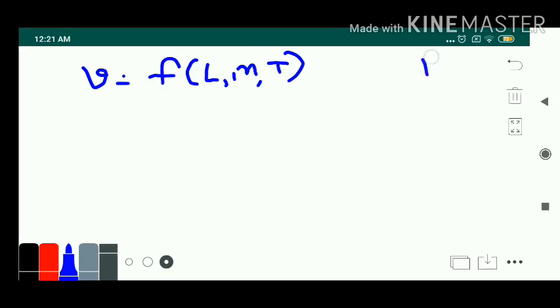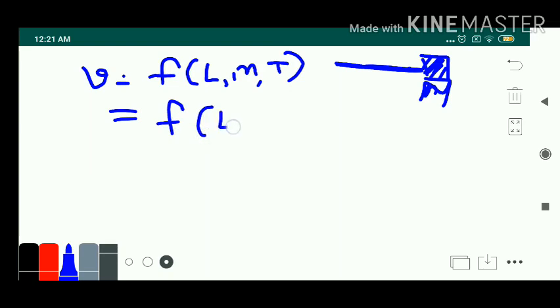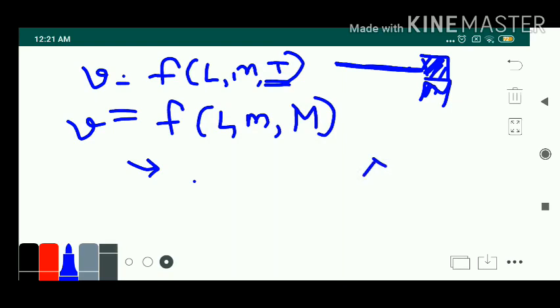Suppose that for the block where the string is attached, I am going to consider its mass also. Let's say it is capital M. So the function will be L, C, M. Let's say the tension is removed. You are not told anything about the tension. So in place of tension, I will write the mass of the block, right? So the frequency equation which I will get will be entirely different from the earlier one, right? That means I will get a wrong equation.